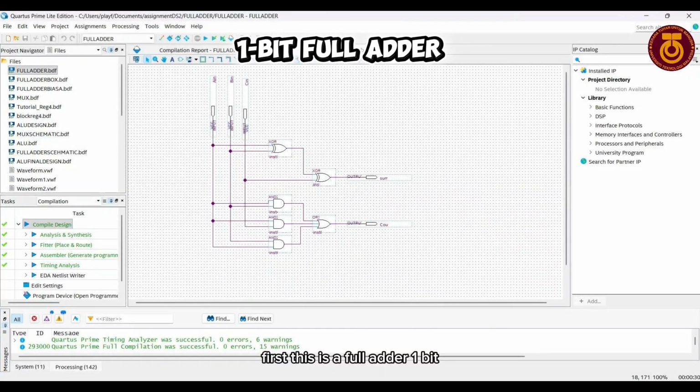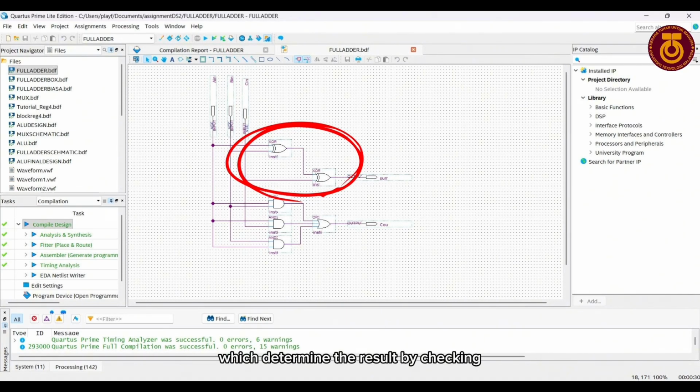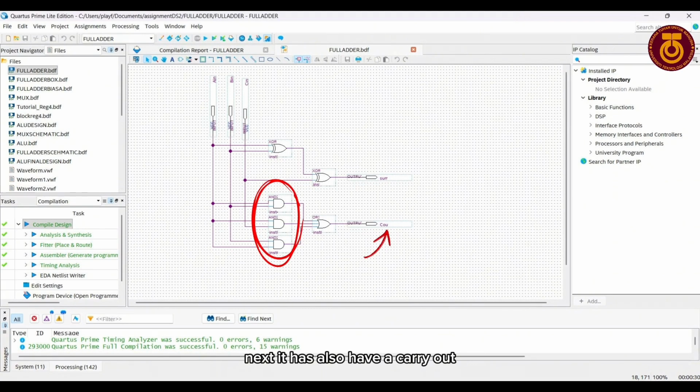First, this is a 1-bit full adder. It has some logic which is calculated using two cascaded XOR gates, which determine the result by checking if an odd number of inputs are high. Next, it also has a carry out which uses 3 AND gates to detect if any two inputs are simultaneously high, passing those signals through an OR gate to signal an overflow to the next bit.